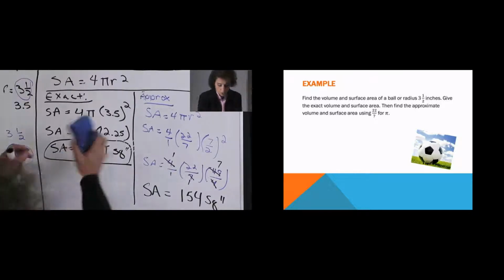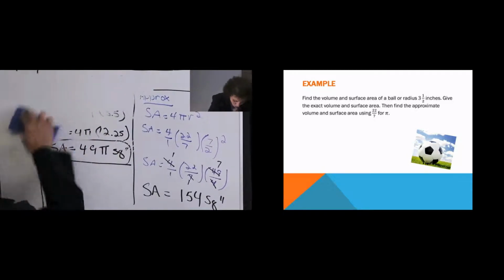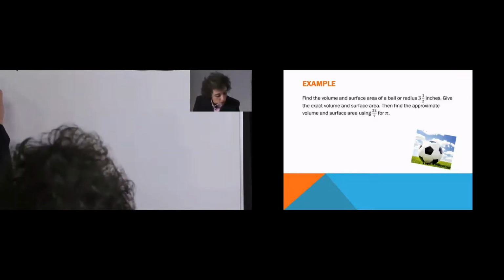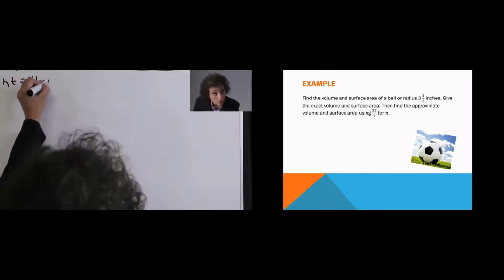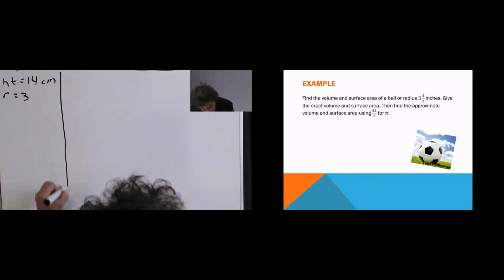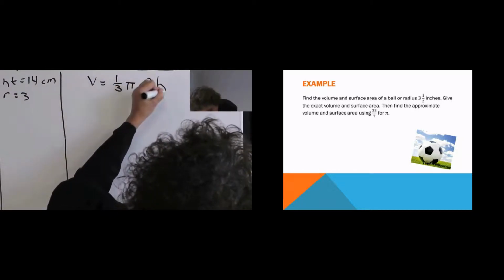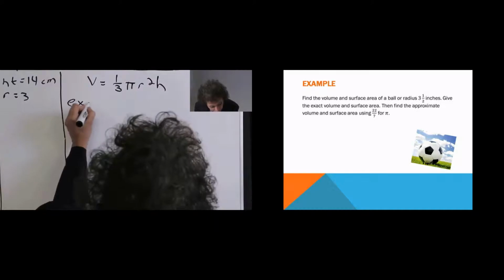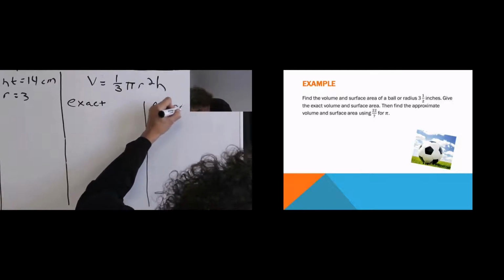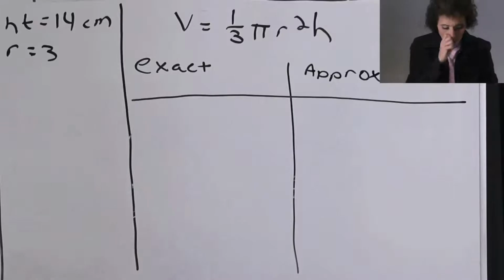All right? So we're doing volume of a cone. We already know the volume of a cone. Here's why you should know the volume of a cone, because we poured all that water out of it. Okay, so let's do that one together. Cone. Height of 14 centimeters, and a radius of 3 centimeters. Okay, volume equals 1/3 pi r squared h. We have an exact and an approximate. They didn't tell us what to use for pi, so it doesn't matter if we use 3.14 or 22 over 7.